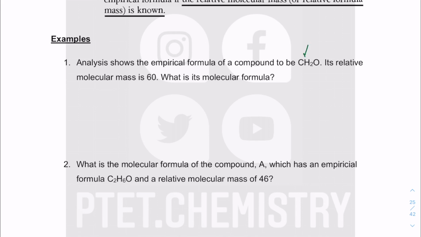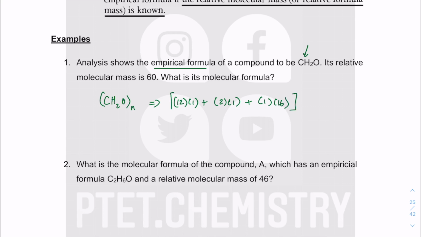So this is the simplest ratio because this is the empirical formula. If I have CH2O, I don't know how many multiples of it I have. So how many multiples, N, of carbon do I have? How many multiples of 2 hydrogen do I have? How many multiples of oxygen do I have? So the mass of this empirical formula unit is going to be 12 times 1, plus 2 times 1 for the hydrogen, plus 1 times 16 for the oxygen.